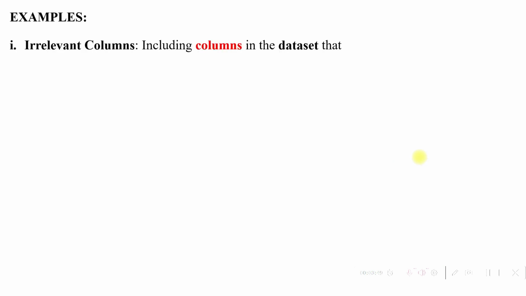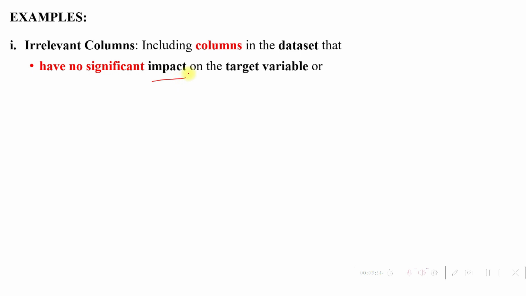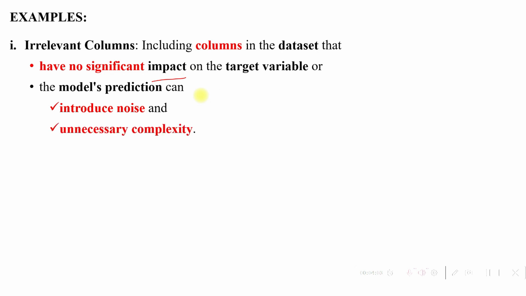For example, irrelevant columns, meaning columns in the dataset that have no significant impact on the target variable or the model's prediction, can introduce noise and unnecessary complexity. So you have to remove that data.